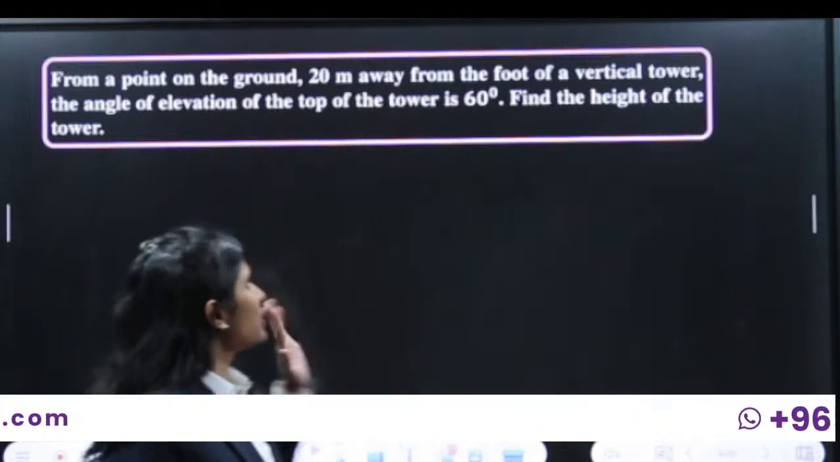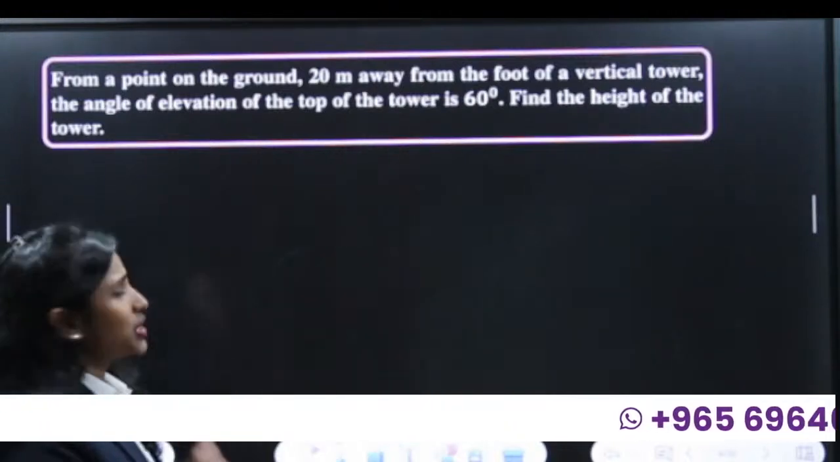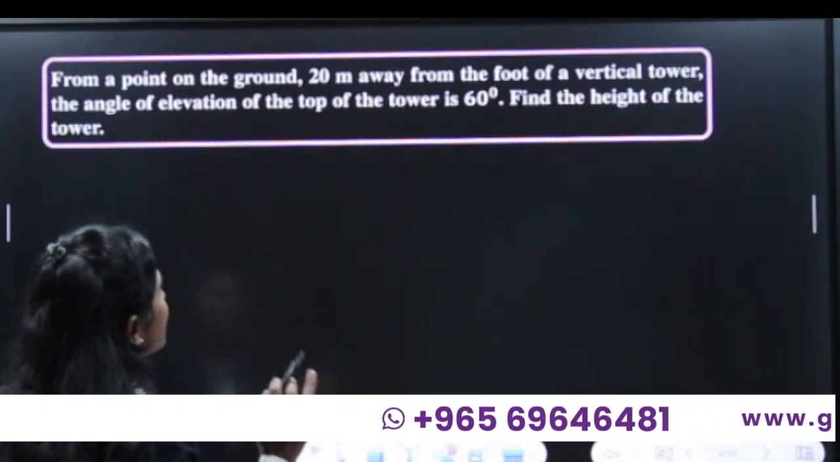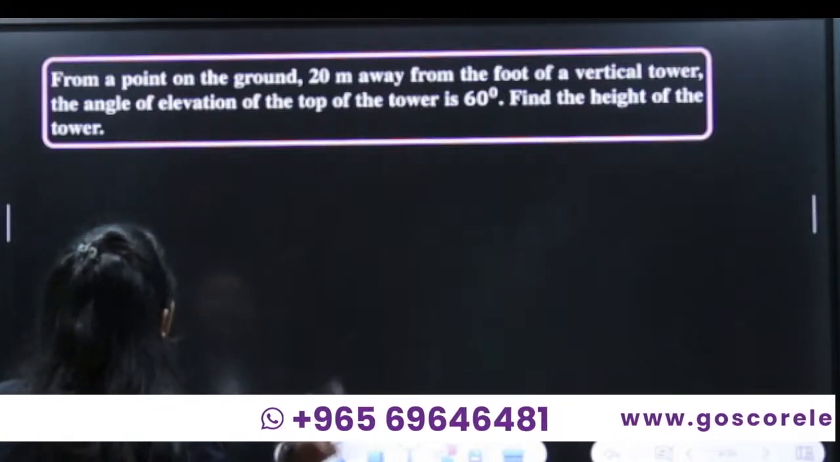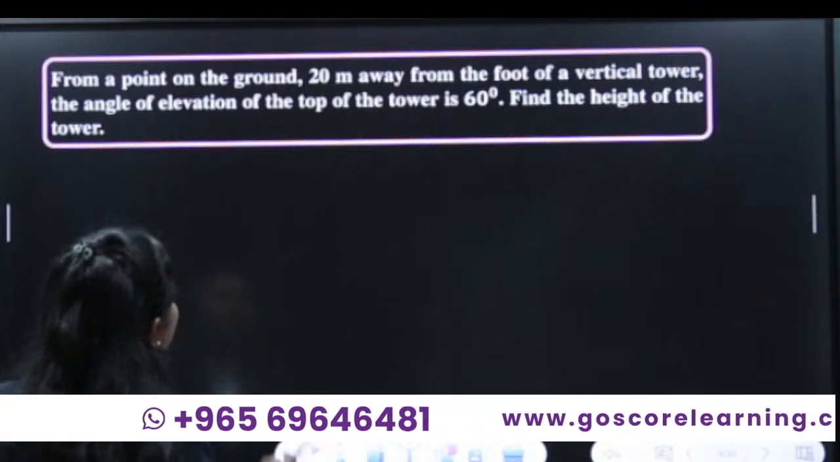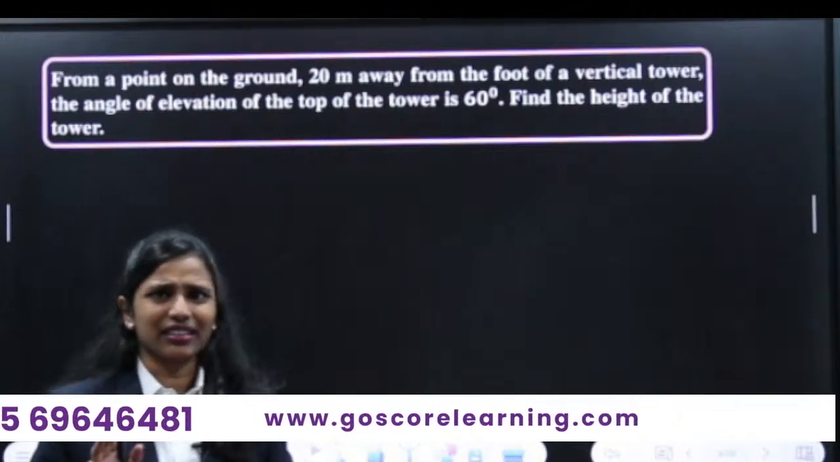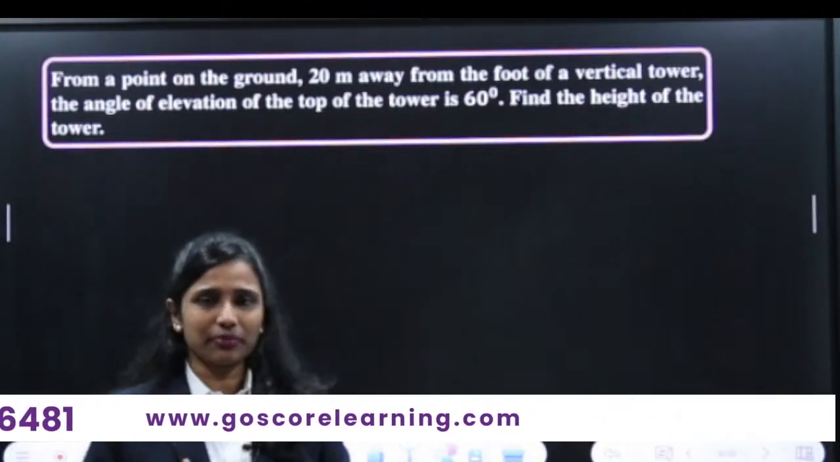Okay. So the first question, it is a one-mark question. From a point on the ground, 20 meter away from the foot of a vertical tower, the angle of elevation of the top of the tower is 60 degree. Find the height of the tower. Okay. So it's a one-mark question. It's a simple question.